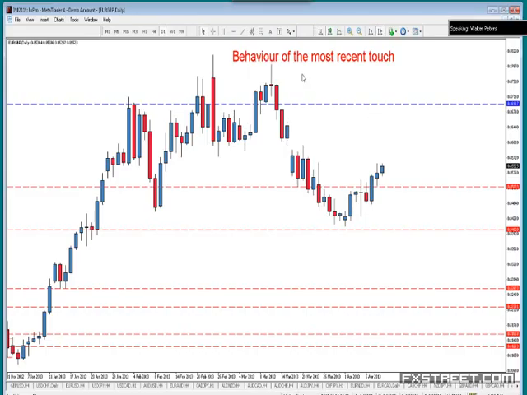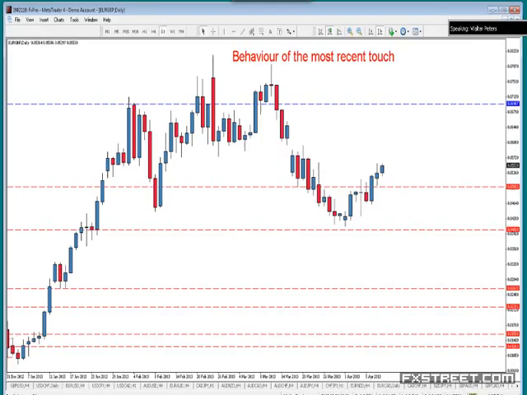All right, so the behavior of the most recent touch tells us what? It tells us that the market here on this most recent touch came down here, tagged it with one candle, and then moved away immediately. That tells us that the market reversed. That tells us it's in reversal mode, okay?